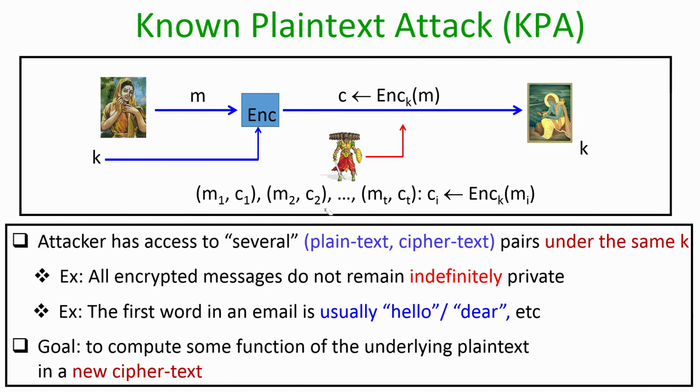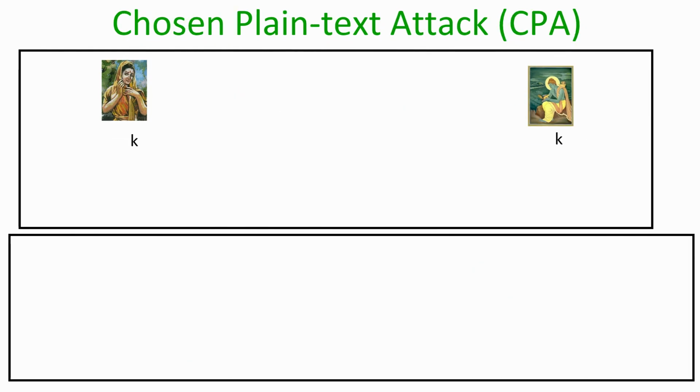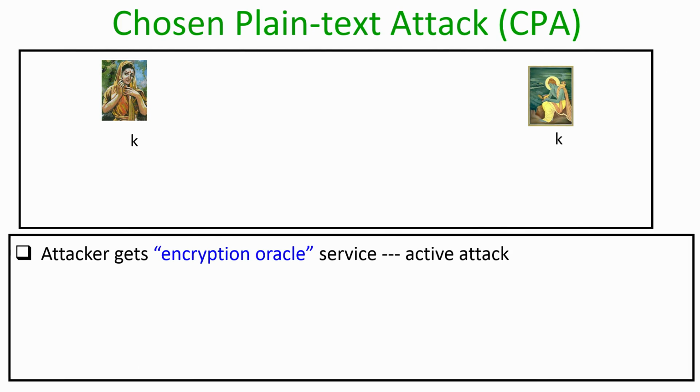And as you can see, this is a more powerful attack model, because not only is the adversary available with the encryption of the message M, he is also available with the encryption of several earlier messages, several prior messages under the key K. The next attack model is a more powerful attack model, and this is called the chosen plaintext attack model or the CPA attack model. The scenario here is the following.